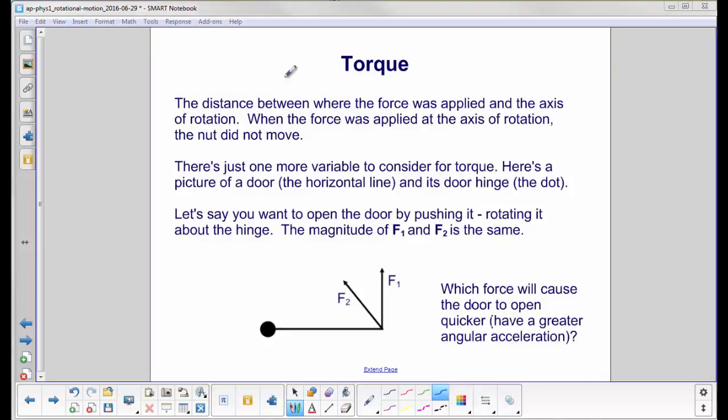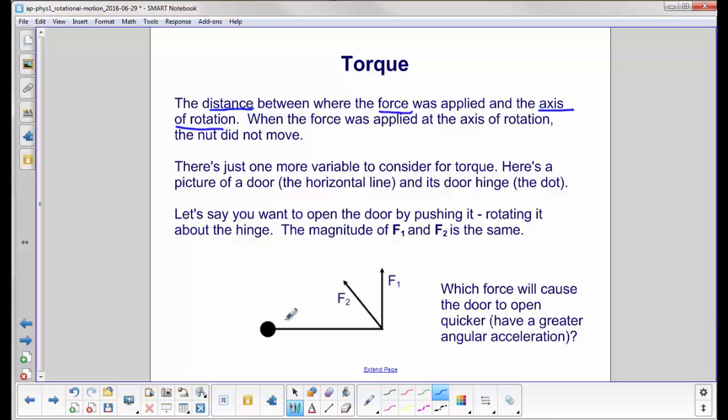The difference is the distance between where the force was applied and where the axis of rotation was. When the force was applied at the axis of rotation, the nut did not move. So just keep that in mind for a second. We'll come back to that. There's just one more variable to consider for torque.